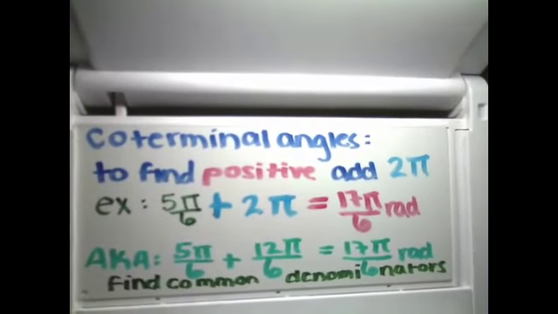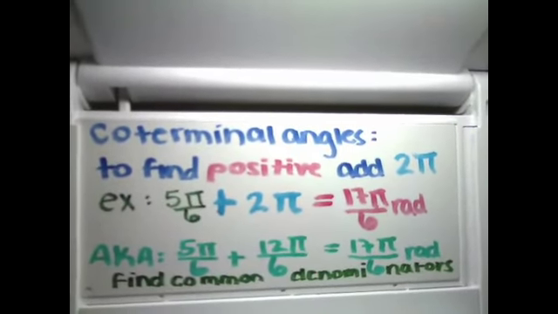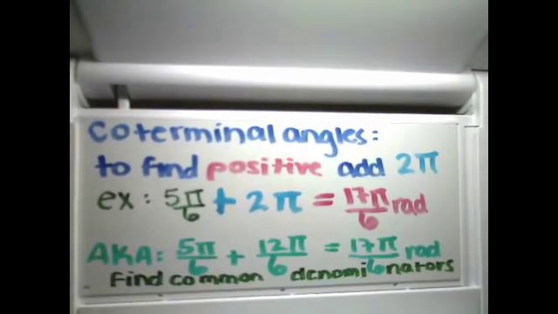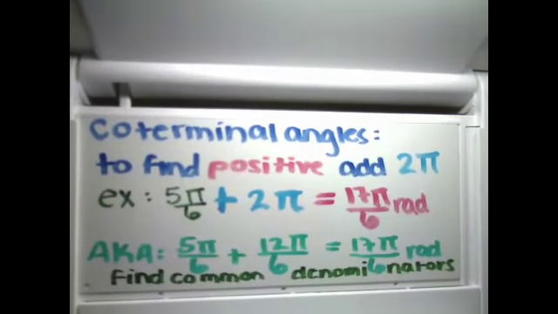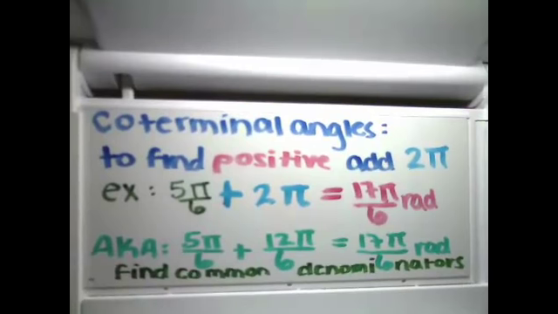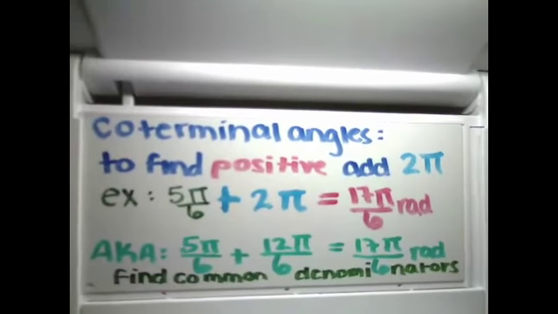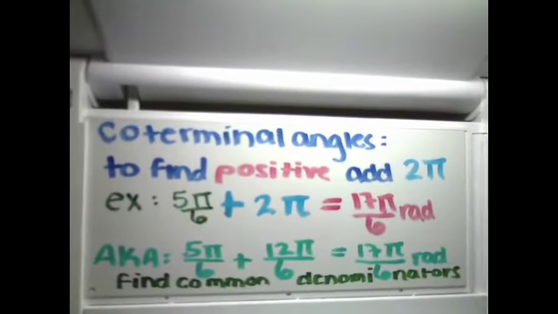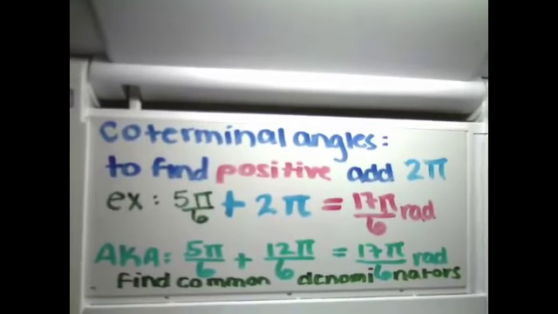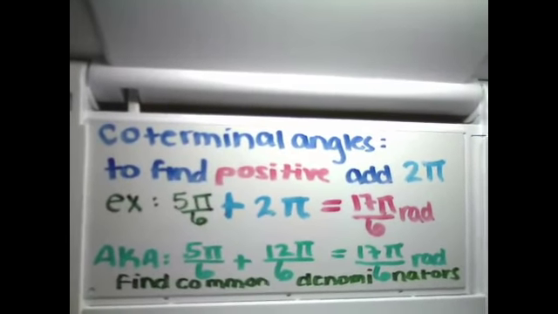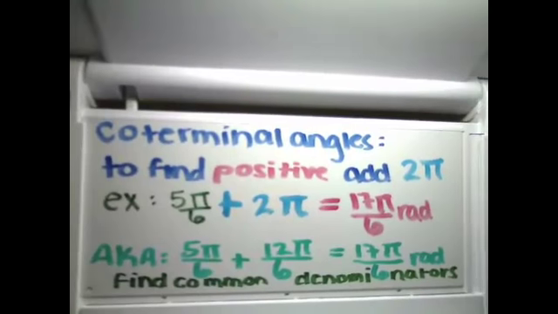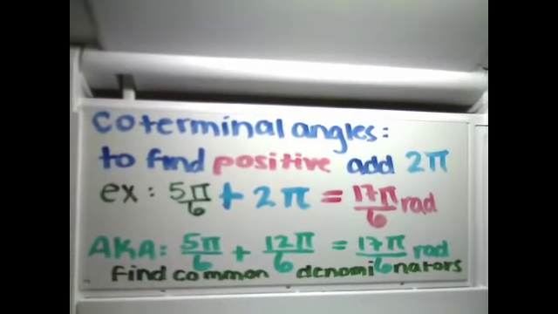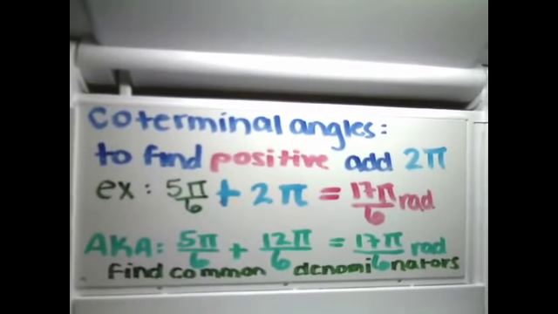Finding positive coterminal angles. Simply add 2 pi. Here's your example. 5 pi over 6 plus 2 pi equals 17 pi over 6 radians. Simplified, this would be 5 pi over 6, and then of course you have to find a common denominator, which will make the 2 pi equivalent to 12 pi over 6, because 12 pi over 6 equals 2 pi. So let's start over. 5 pi over 6 plus 12 pi over 6 equals 17 pi over 6 radians.